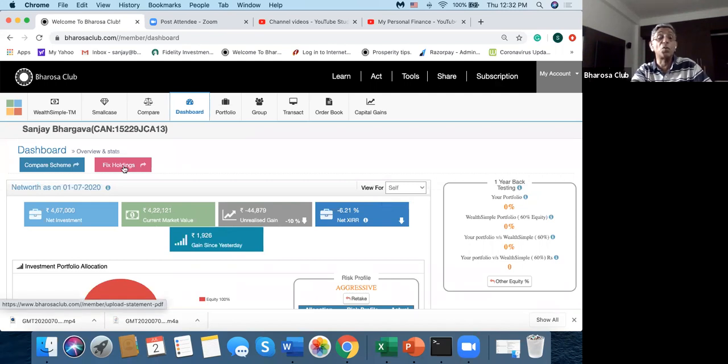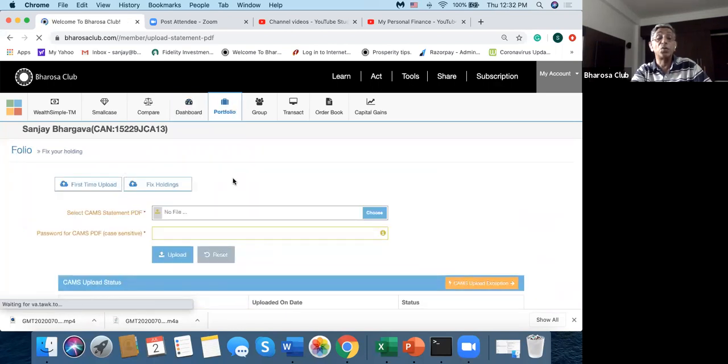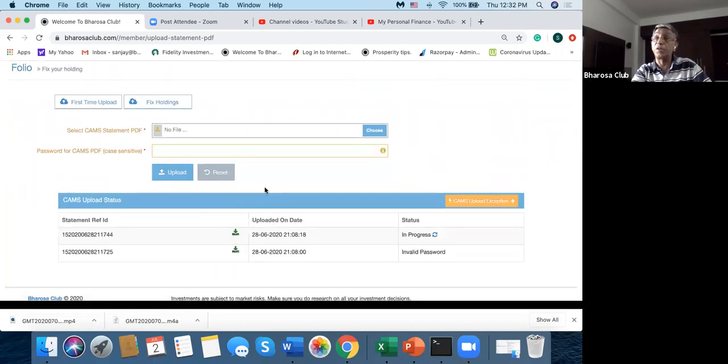Okay, so if you go to fixed holdings here, then you can actually upload your CAM statement. The CAM statement is a statement which pulls all your mutual funds, whichever mutual fund house they are in, and you have to get it in a particular format. Once you get it, the PDF can be uploaded on Bharosa, including the password. Then Bharosa has built some technology which can read all that and upload it into your portfolio.